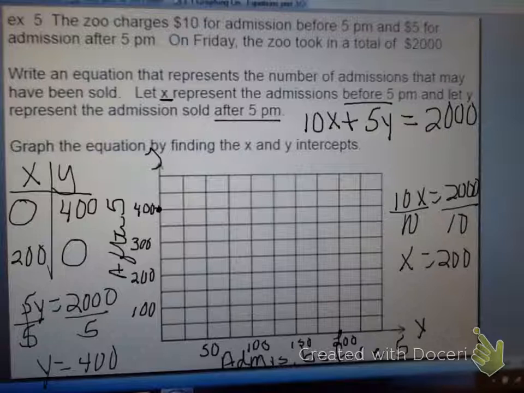Now when we draw our line, we just extend the 2 points. We will not have arrows, because if you have arrows, that means it goes into the negative quadrants. And there's no such thing as negative money or negative people attending the zoo.